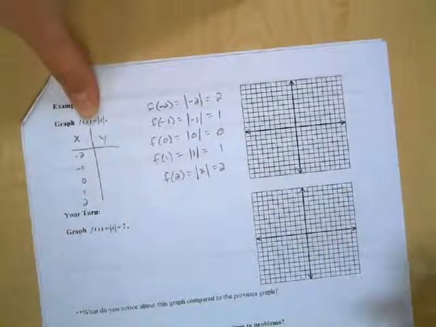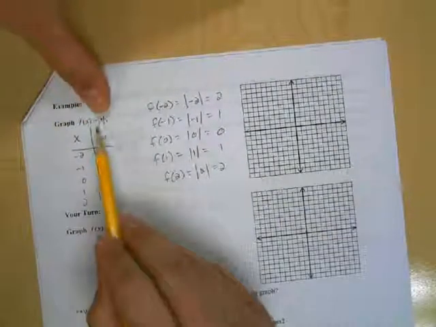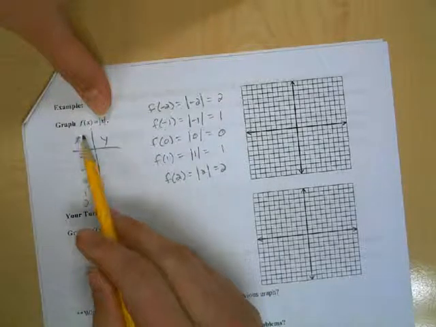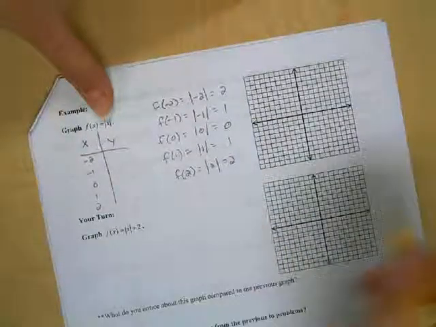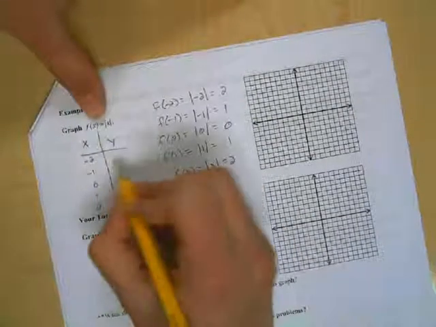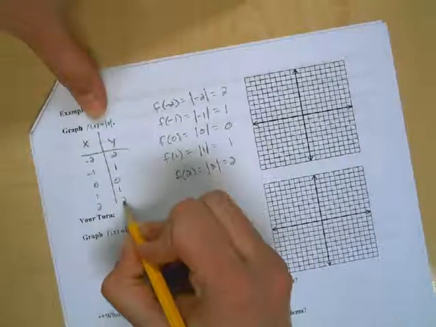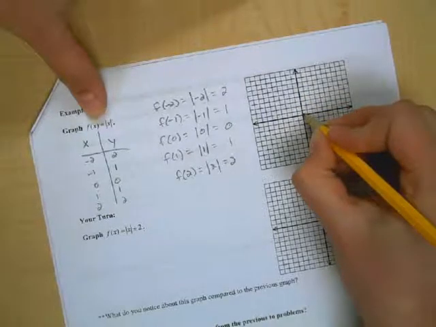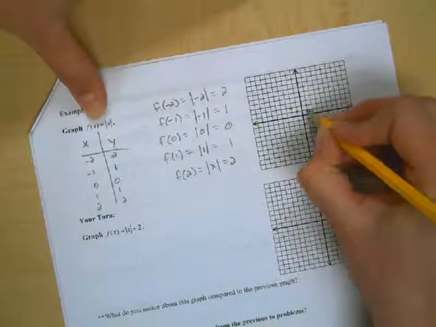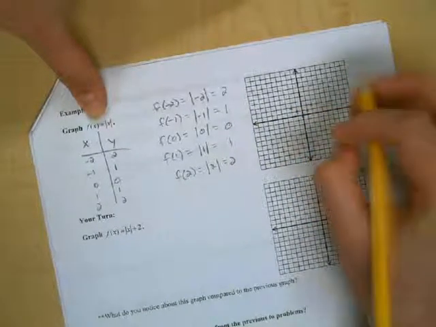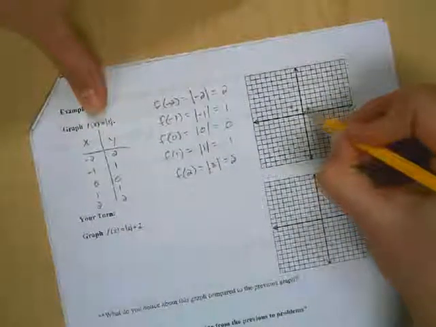Okay, again here, make sure you know your parent functions and what they should look like. I should know that the absolute value has a V shape to it. Okay, so I should see that turn again, only this one's going to be straight lines instead of curved like the quadratic. So I get -2, 2, -1, 1, 0, 0, 1, 1, and 2, 2. Plot those points. Okay, so I've got this nice little V. I connect my dots.